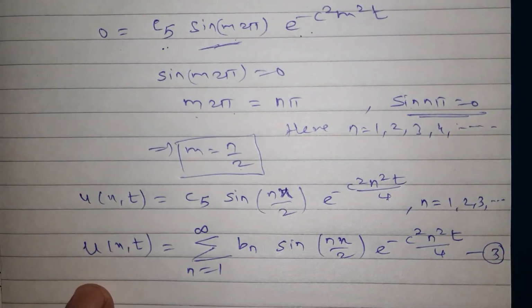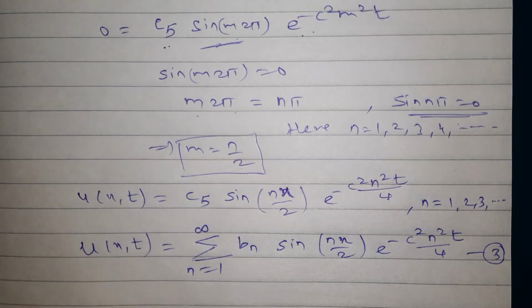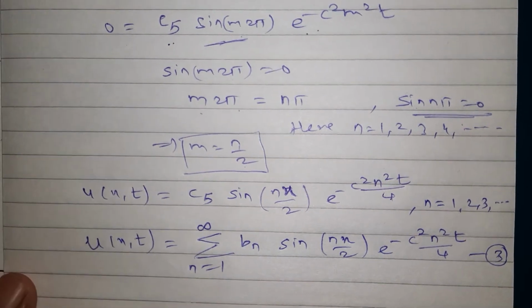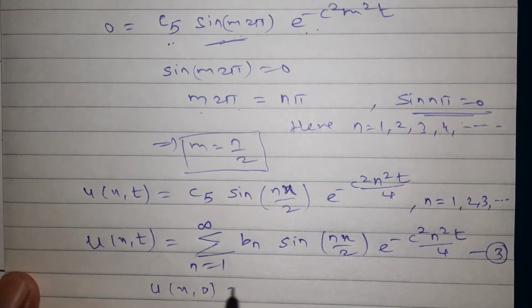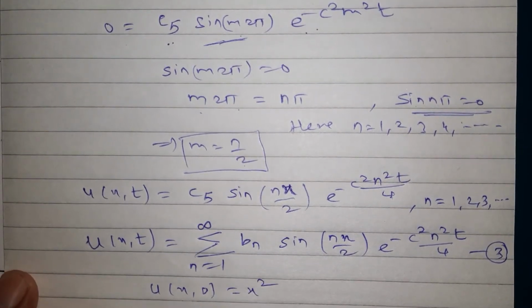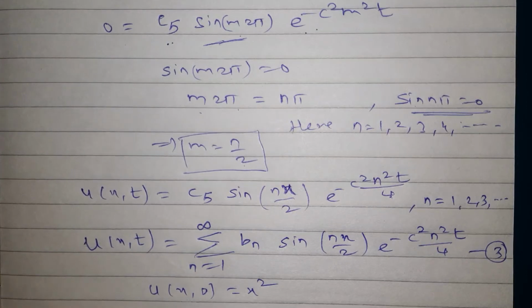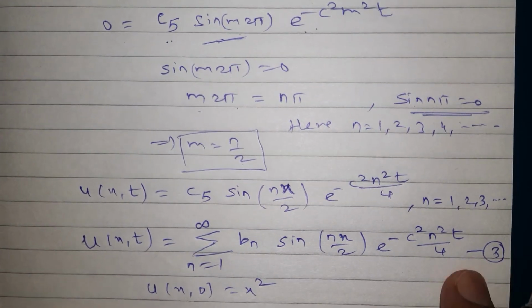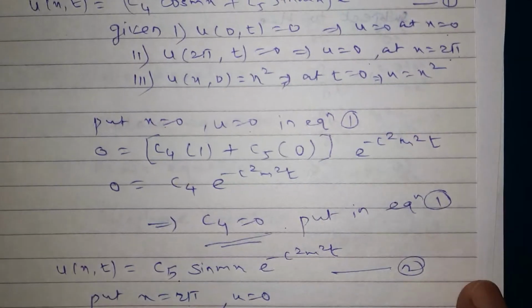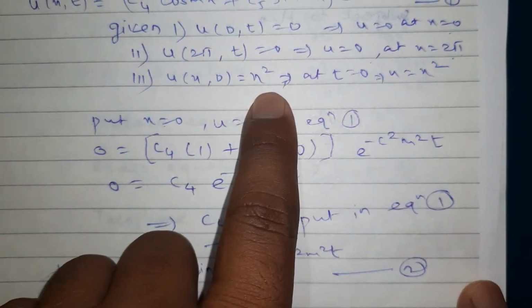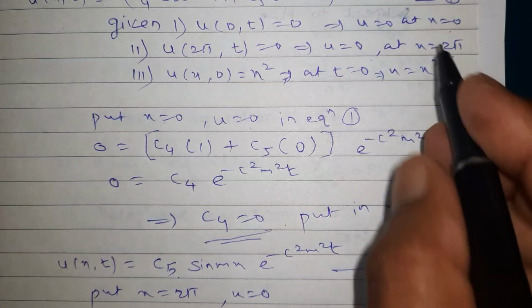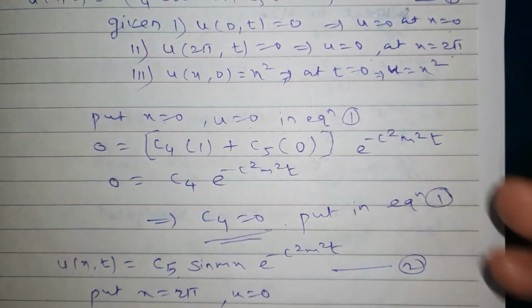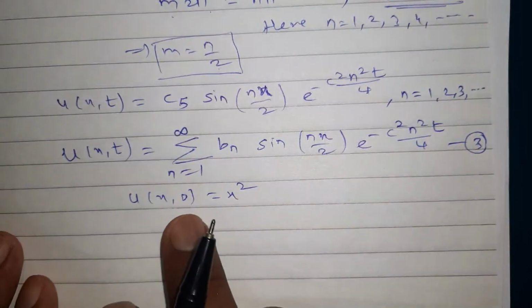Now the last condition remains to be used. What is my last condition exactly? My condition is u of x,0 is equal to x square. If you have written the problem, then you can see our third condition is u of x,0 is equal to x square, which means at t equal to 0, u is x square. Correct? So use that. Put t equal to 0 here.